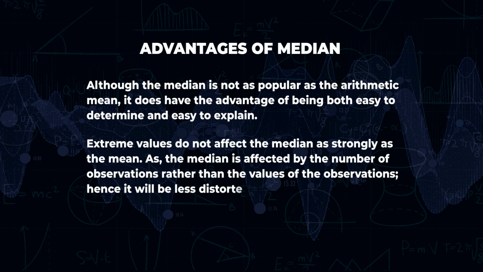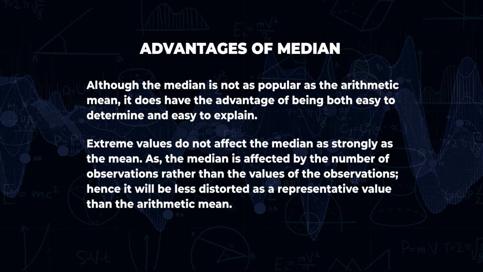Extreme values do not affect the median as strongly as the mean, as the median is affected by the number of observations rather than the values of the observations. Hence, it will be less distorted as a representative value than the arithmetic mean.